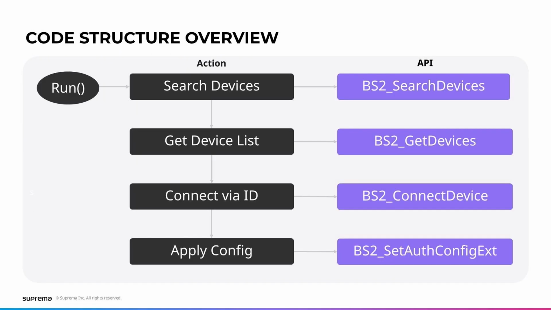Here's the code structure overview. The program begins with run and proceeds through 4 main stages. First, it searches for devices available on the same subnet with BS2 search devices. Second, it retrieves the discovered device list by calling BS2 getDevices. Third, it connects to the selected devices using their device IDs through BS2 connect_device. And finally, once the connection is established, it applies the authentication configuration using BS2 set_auth_config ext. Overall, this code is organized as a step-by-step flow: search, retrieve, connect, and apply configuration.